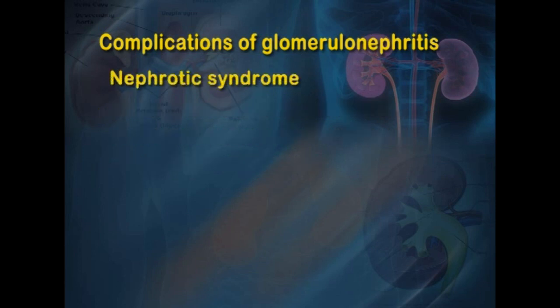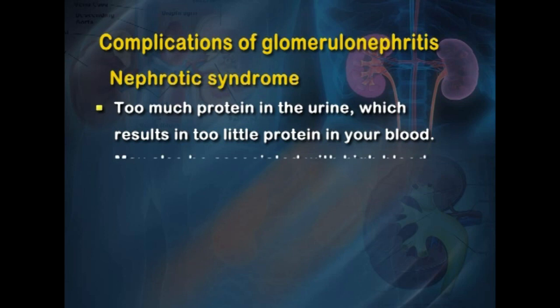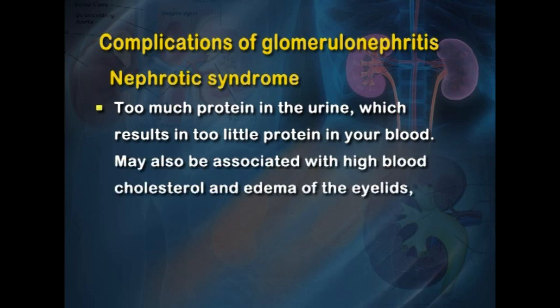Nephrotic syndrome, there is too much of protein in the urine, and this can result in too little protein in the body, as can be seen by the serum albumin levels. It can also be associated with high blood cholesterol. There can be edema of the eyelids too, because there is too much of water that is getting retained in the body, along with the edema of the feet and the abdomen.